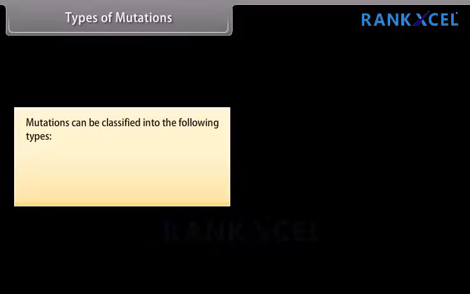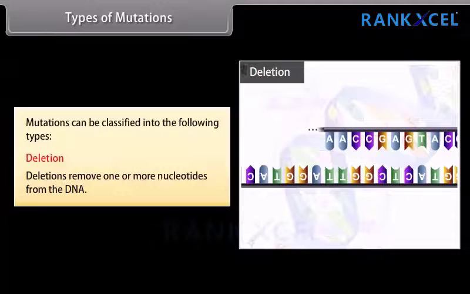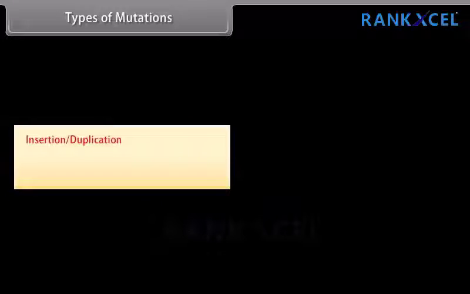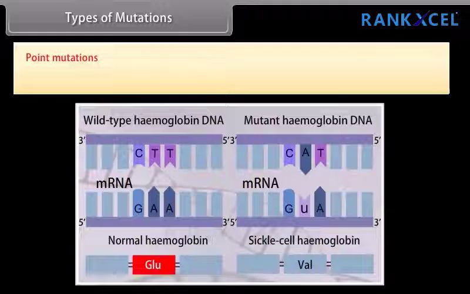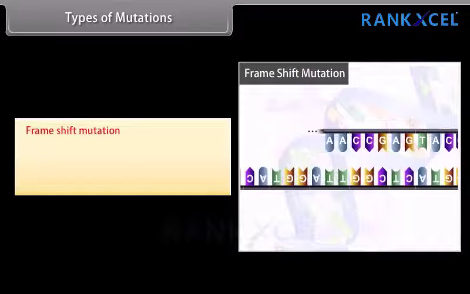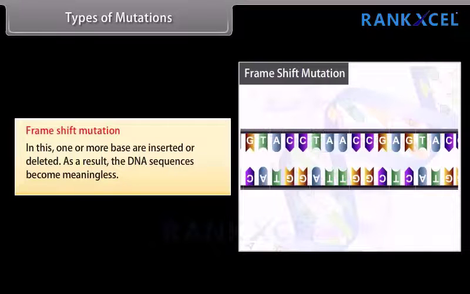Types of mutations. Mutations can be classified into the following types. Deletion: deletions remove one or more nucleotides from the DNA. Insertion or duplication: insertions add one or more extra nucleotides into the DNA. Point mutations: these are the mutations arising due to the change in a single base pair of DNA. Frame shift mutation: in this, one or more bases are inserted or deleted. As a result, the DNA sequences become meaningless.